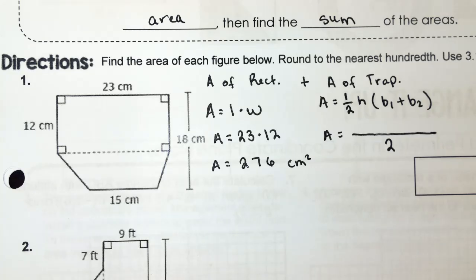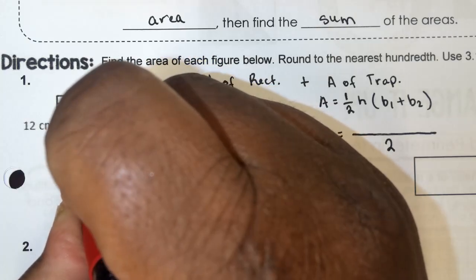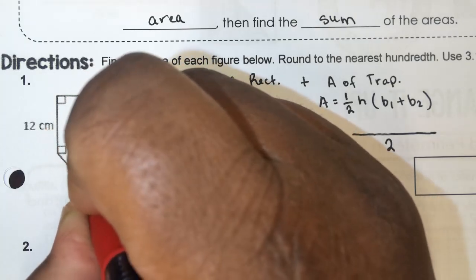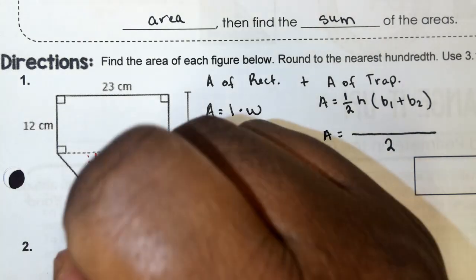Put that laptop up too, but go ahead. Say it louder for Crystale so he can hear. 18 minus 12 will give you the height of the trapezoid. The height is right here. 18 minus 12 will give you that.